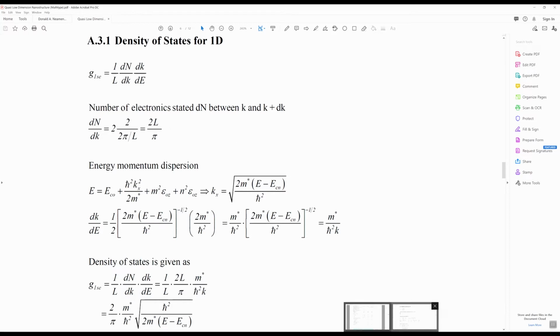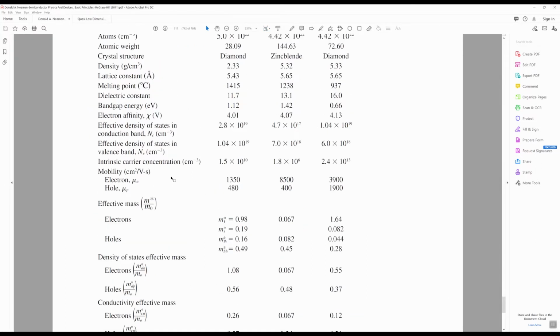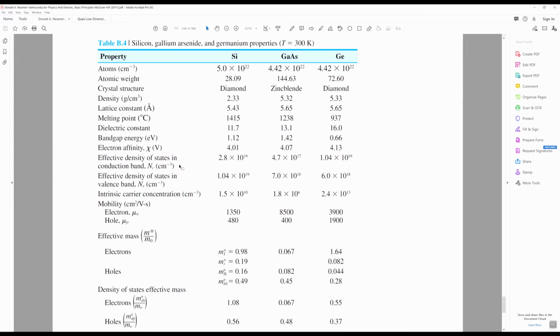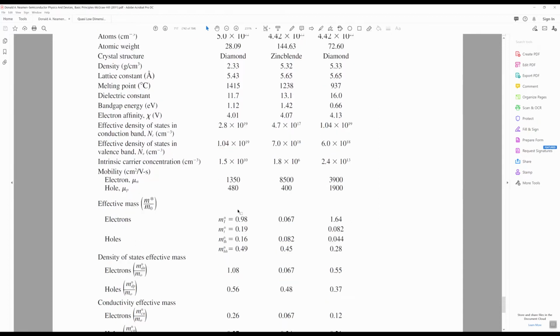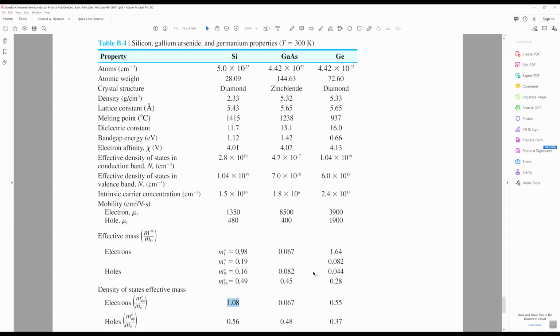So getting back to SQL 3613 here, normally the value that you have to use depends on whether it is silicon, gallium arsenide, or germanium, based on this density of states value here. If you remember, for silicon density of states, you use 1.08. That is m star here, 1.08 multiplied with m naught. If it's gallium arsenide, you use this value, and for germanium this value.